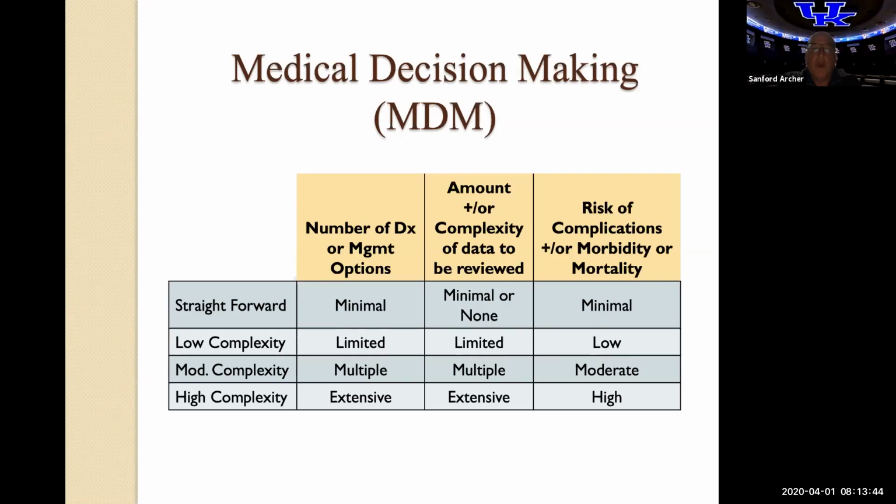And so if you look across the board here, you've got 3 different areas that you're looking at: the number of diagnoses or management options, the complexity of data to be reviewed, the risk of complications or the morbidity or mortality of the care that you're providing. And you can see that for a straightforward problem, there's very little to consider in any of those 3 columns. The more complex it is, the more extensive material that you're reviewing, and that helps you to decide. So once you develop the complexity of the patient problem that you're evaluating, then it becomes quite simple in terms of what level of coding you can perform.